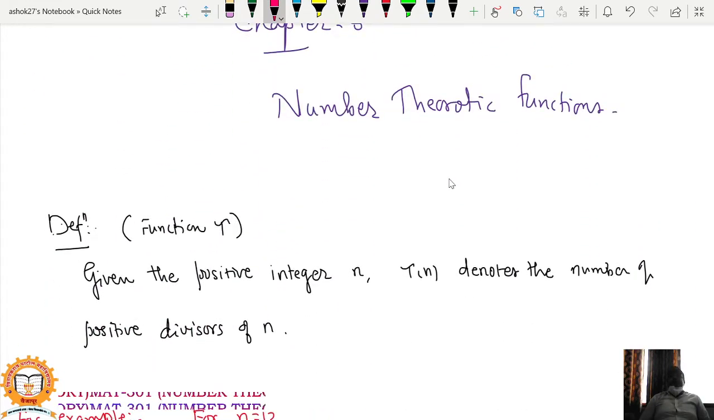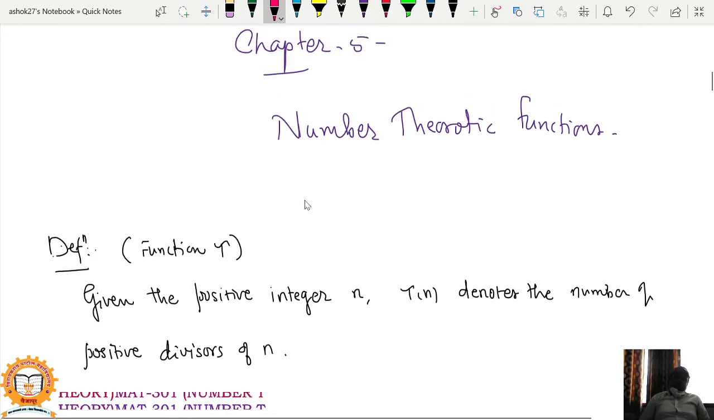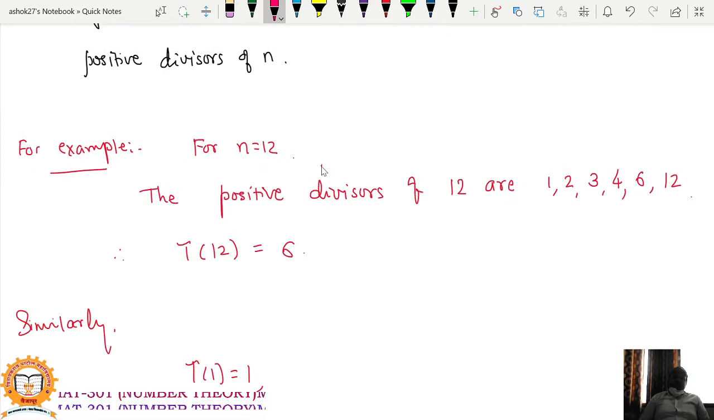So next chapter, that is number theoretic functions. There are some number theoretic functions. These are not your regular functions. These are number theoretic functions. The first number theoretic function is the function tau. So what is tau?